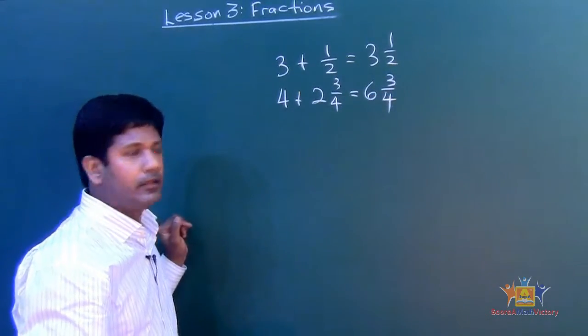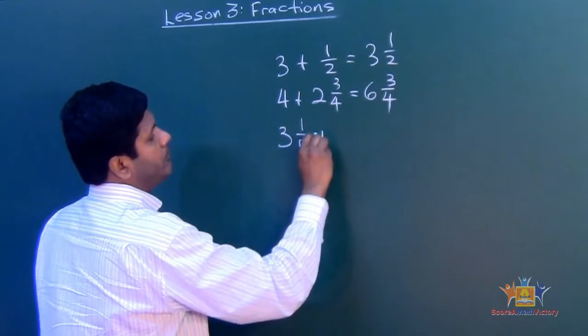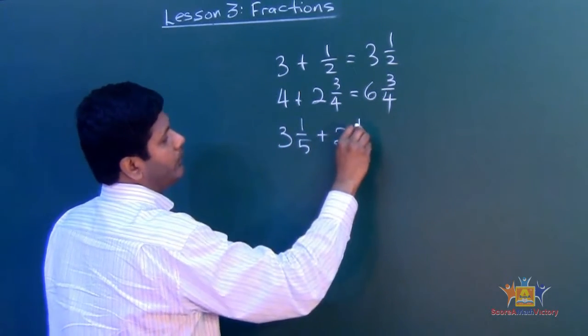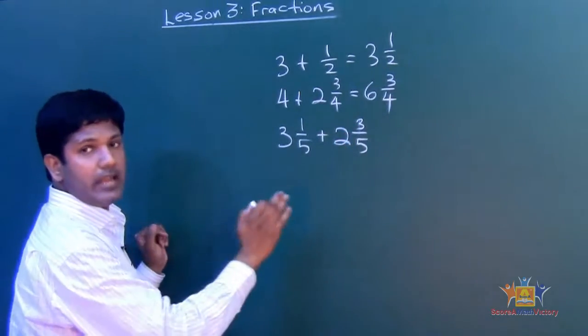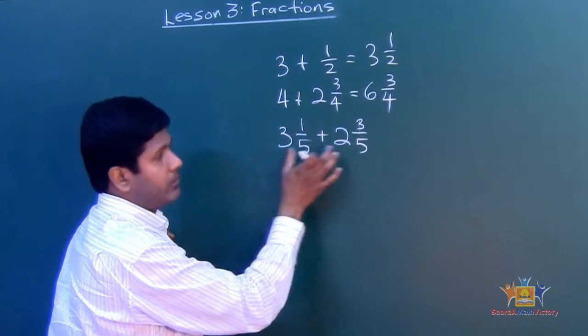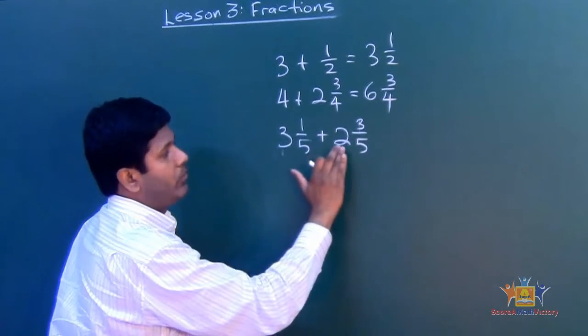That's it. Now let's say for example I have 3, 1 over 5 plus 2, 3 over 5. See that? So now I've got mixed numbers, each with a whole number and a fraction.